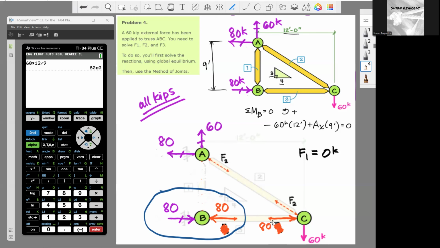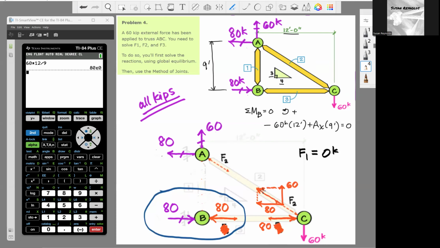Okay, at this point, we can choose node A or node C. I'm going to go to node C. Either one would have been okay. And I'm looking at the line of action of F2. So vertically, I need an upward force of 60, and horizontally, I need a leftward force of 80. So those two forces are the components of an overall tension force.